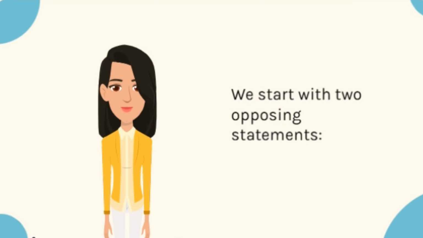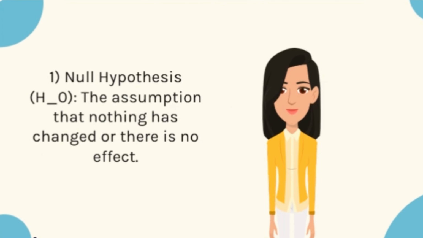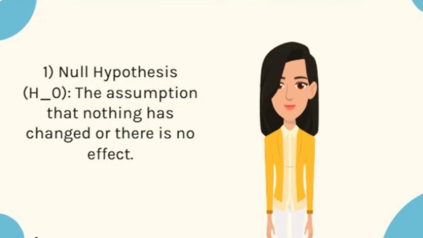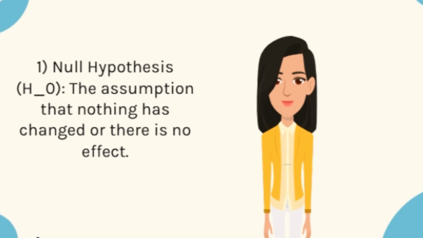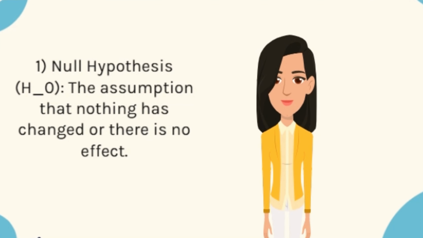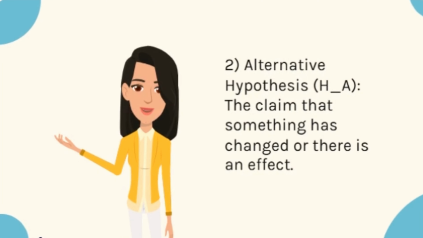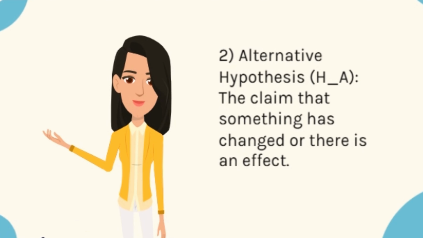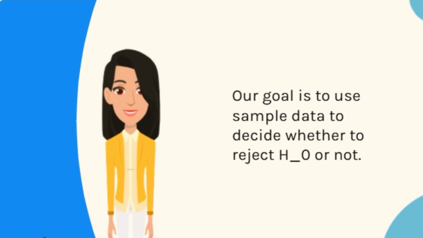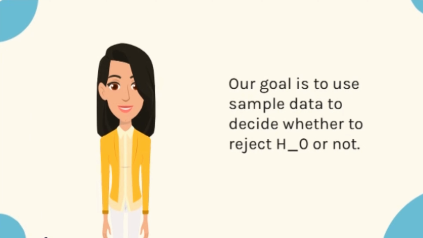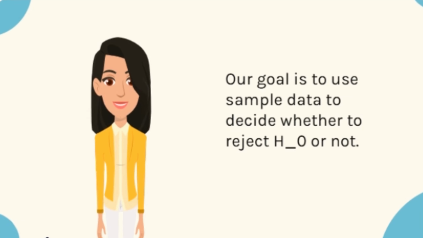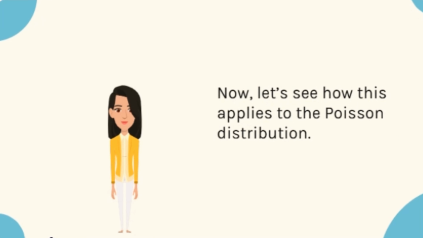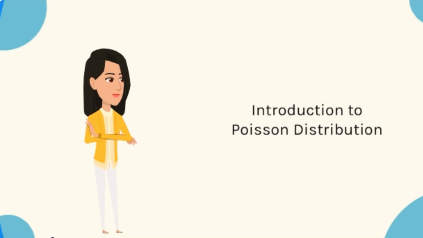We start with two opposing statements. Number one, null hypothesis H0, the assumption that nothing has changed or there is no effect. Number two, alternative hypothesis HA, the claim that something has changed or there is an effect. Our goal is to use sample data to decide whether to reject H0 or not. Simple, right? Now let's see how this applies to the Poisson distribution.